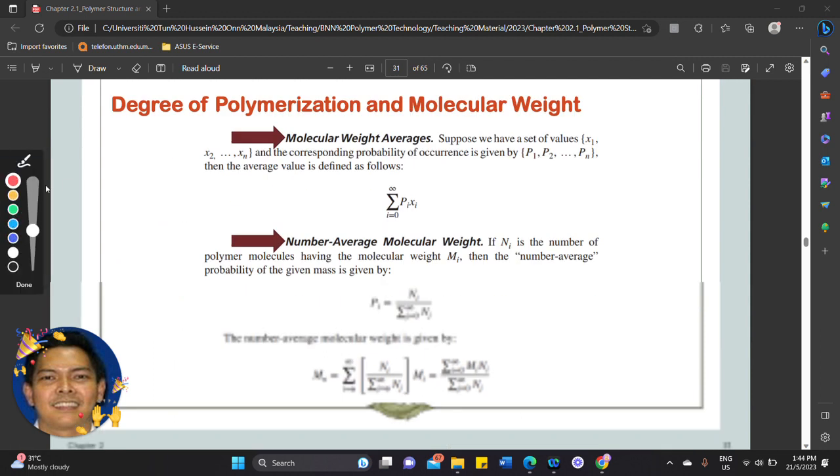Degree of polymerization and molecular weight. Molecular weight average. Suppose we have a set of values x1, x2, and x3, and the corresponding probabilities of occurrence are given by p1, p2, p3, and so on. Then the average value is defined as below. The number average molecular weight: Ni is the number of molecules having a molecular weight Mi. Then the number average property of the given mass is given as shown in the slide below.